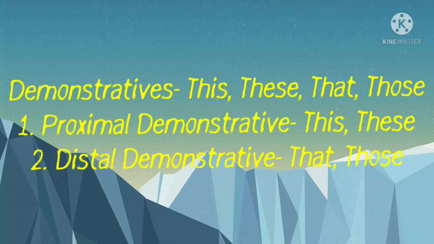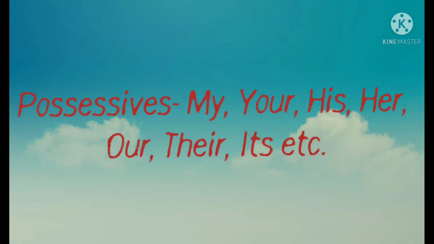Demonstratives are also of 2 kinds. Number 1 is proximal demonstratives, and these 2, this and these, come under the proximal demonstrative group. Another one is distal demonstratives. These 2, that and those, come under distal demonstratives. So demonstratives, all of us we know, we have used these: this, these, those, that. These 4 are the demonstratives that also come under the determiners.